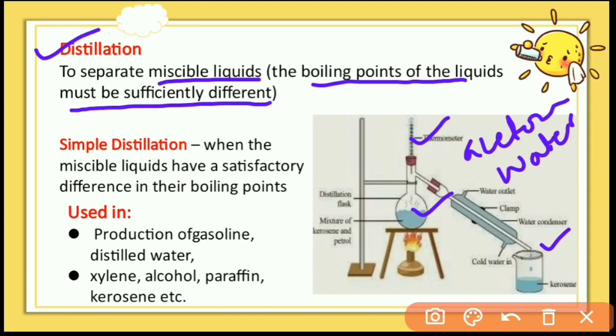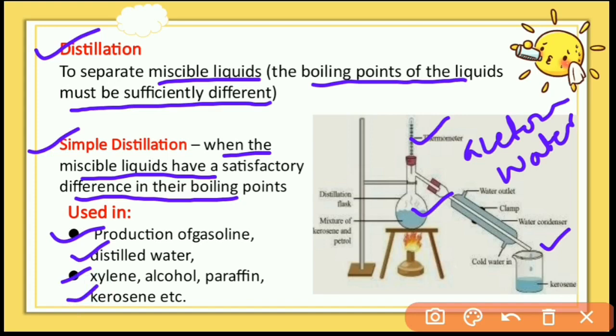So we use the simple distillation method, and its principle is used when miscible liquids have a satisfactory difference in their boiling points. It is used in the production of gasoline, distilled water, xylene, alcohol, paraffin and kerosene, etc.